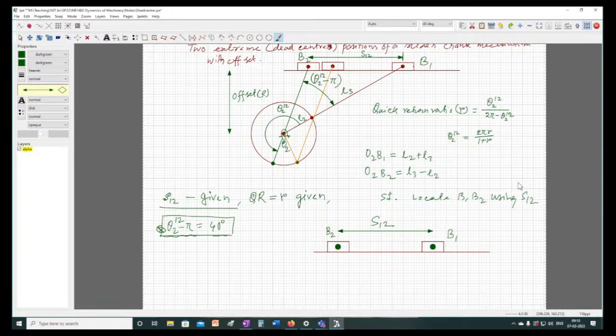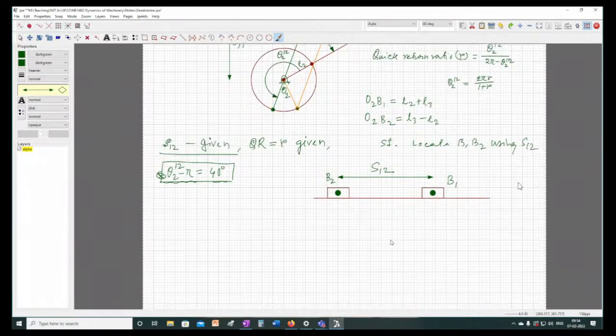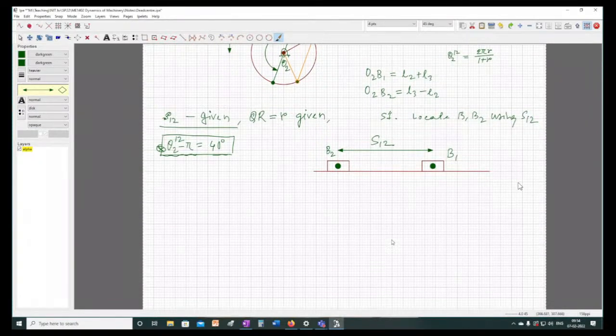Half of the given angle. Yes, that angle is double of it. The angle between B1, the center of the circle, and B2 is double of this angle, right? Because this arc B1, B2 is creating some angle, and this is one point on the circumference. Let us draw it and then you will understand.